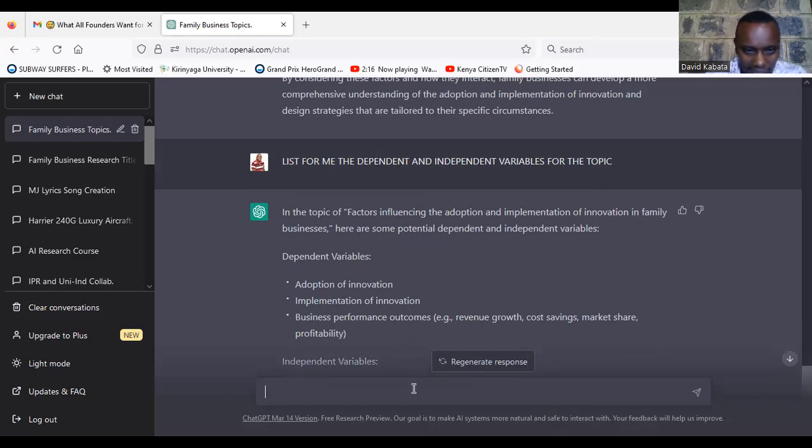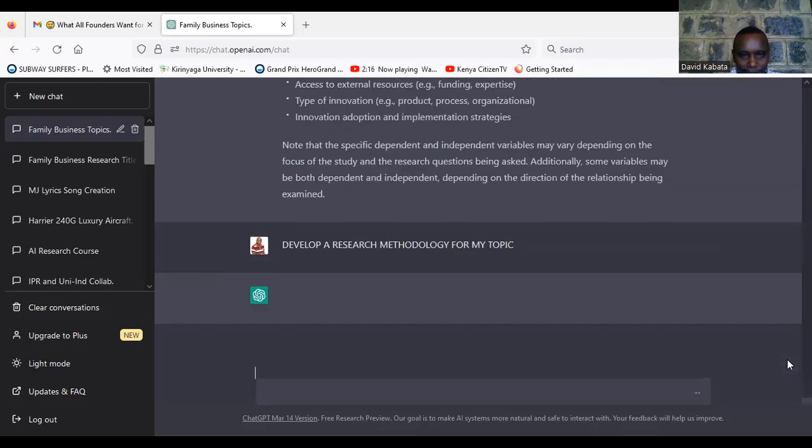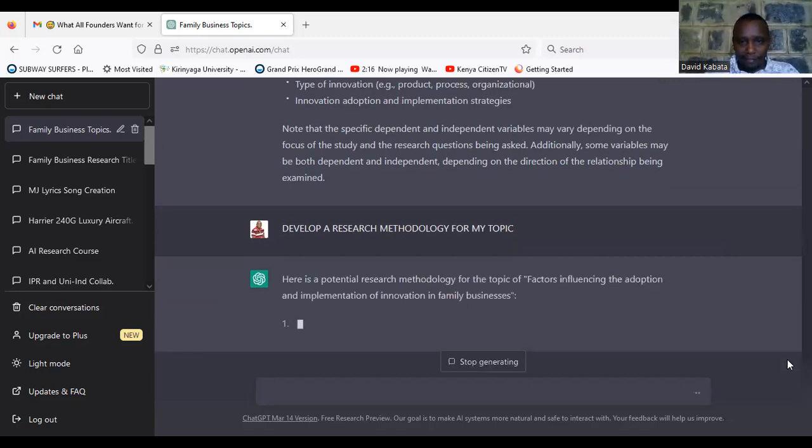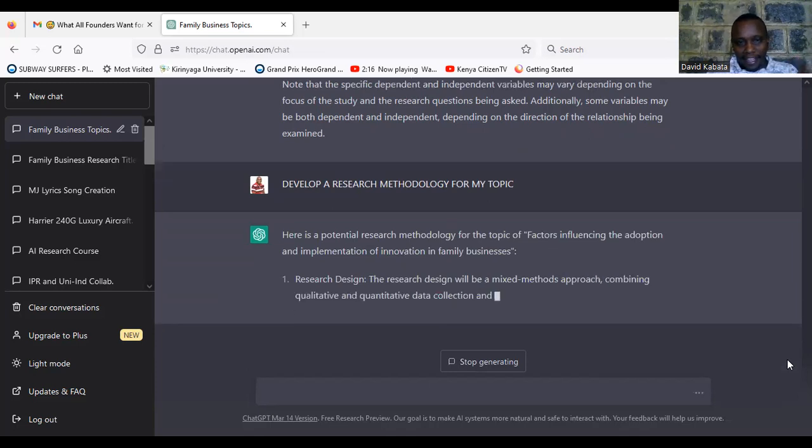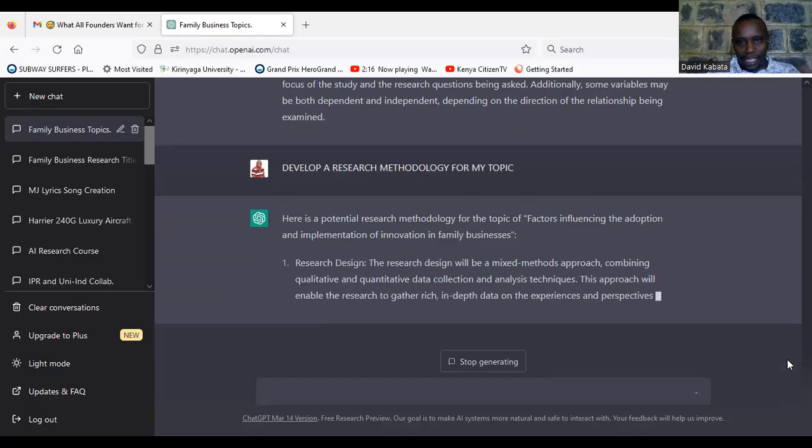Now I go to the methodology and I tell it to develop a research methodology for my topic. Let me see what I'm going to get from ChatGPT, whether I can be able to get a research methodology for my topic.